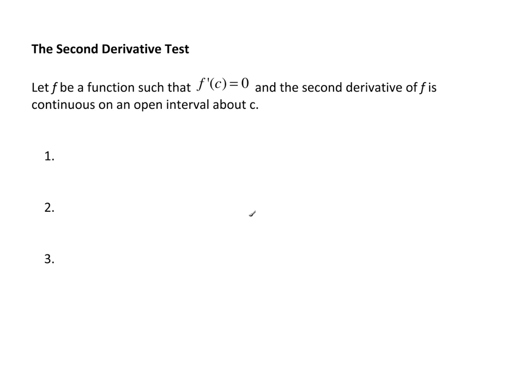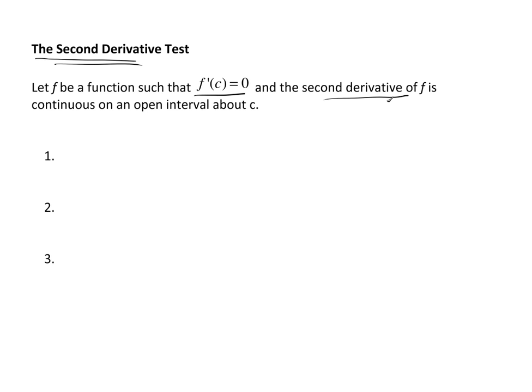Let's take a look at the second derivative test. This is really nice for determining local mins and maxes. So you can think of this as a second derivative test as it relates to local mins and maxes. So let's let f be a function such that the first derivative at some value of c is 0. In other words, c is a critical number of the first derivative.